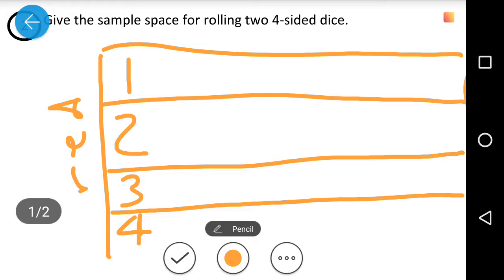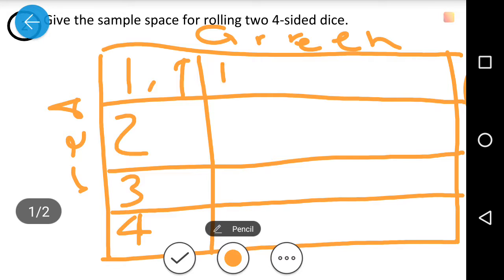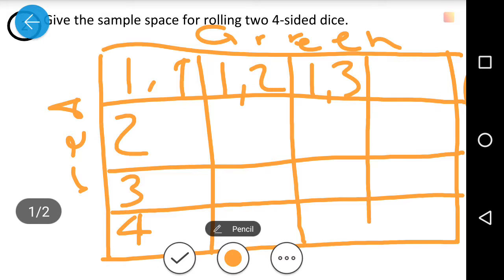And since I have two dice, I'm going to need a table. So we'll put the green die on the top. And I'll say 1 on my red die, comma, 1 on my green die. I can also get 1 on my red die, 2 on my green die, 1 on my red die, 3 on my green die, and 1 on my red die, 4 on my green die.